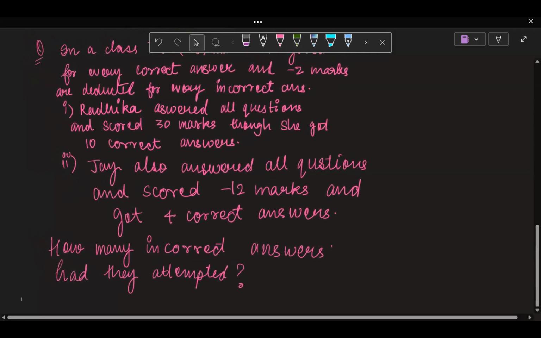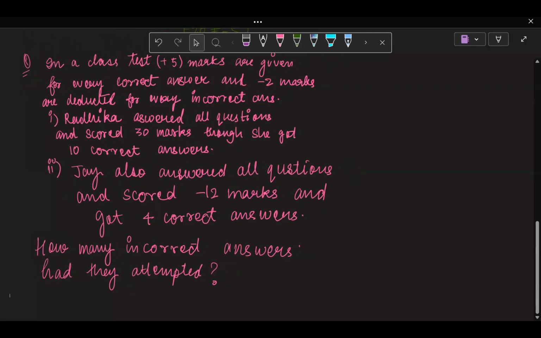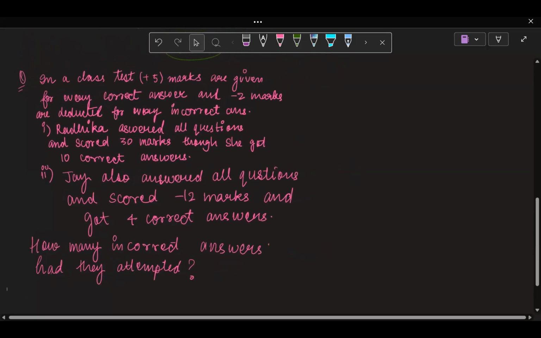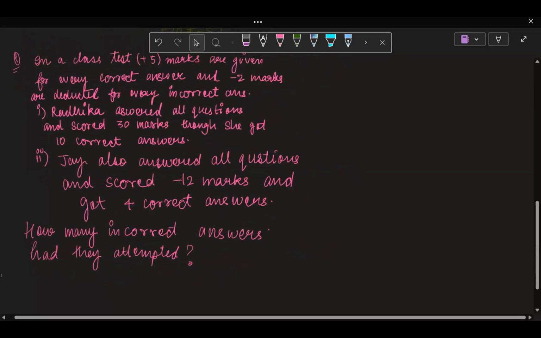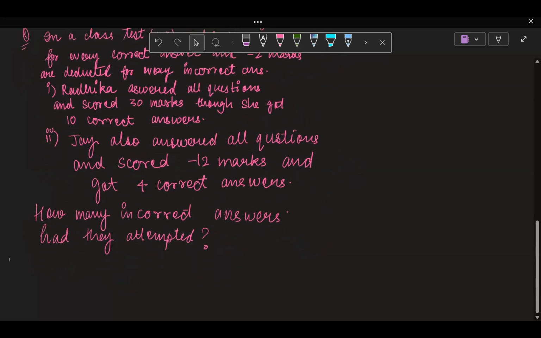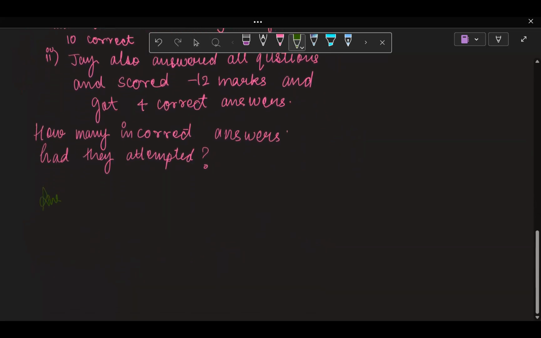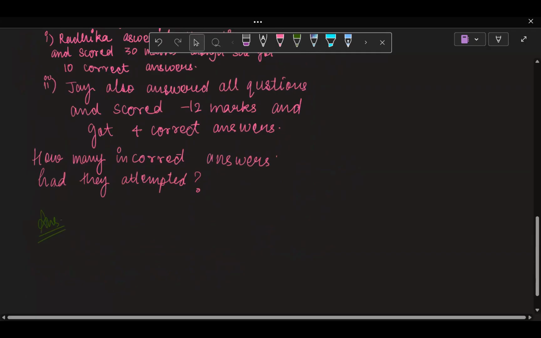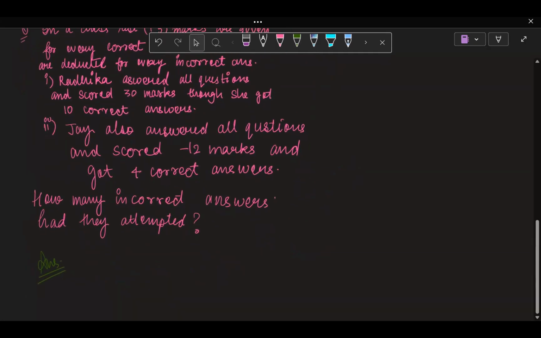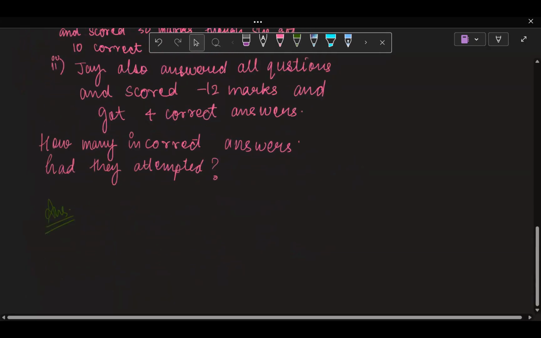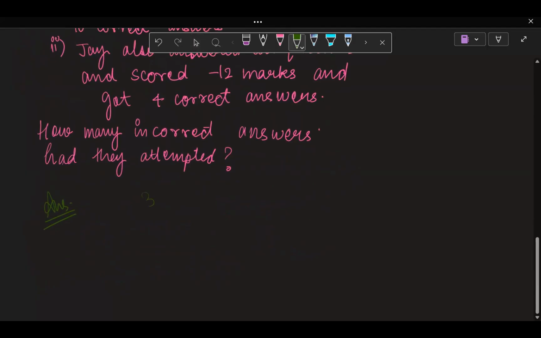So, did you do this question or not? I tried to solve some of it, but I couldn't understand. No problem. If there is any question that you're not able to solve, you can ask me, okay? So we will discuss the answer. It is given that Radhika answered all the questions and scored 30 marks. So how many marks did she score? She scored 30 marks.